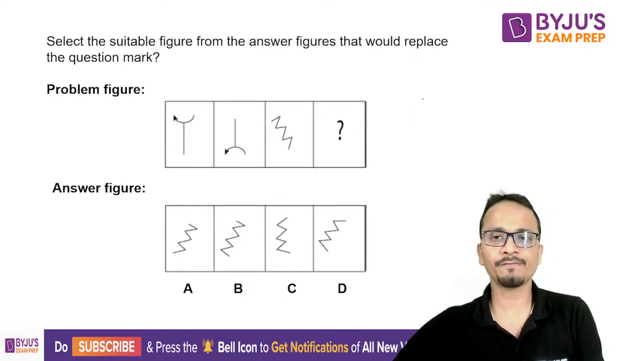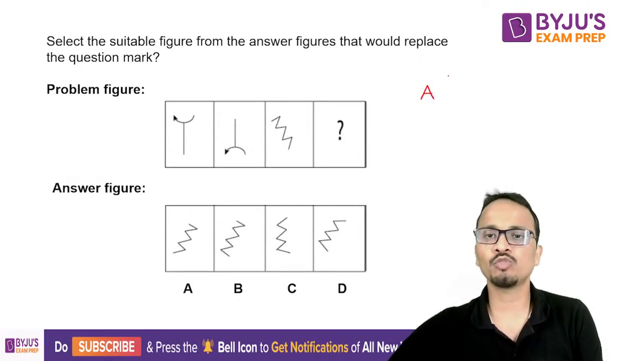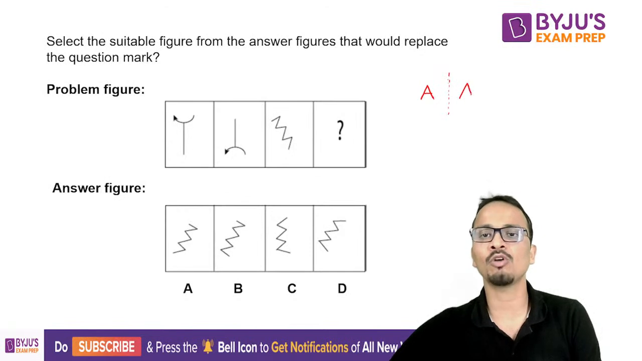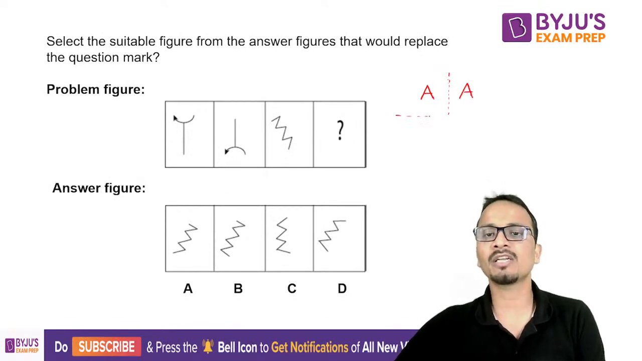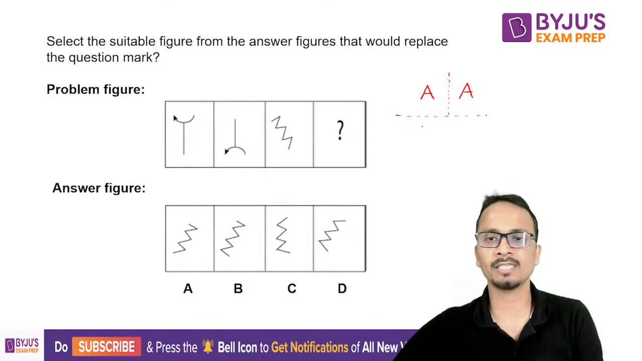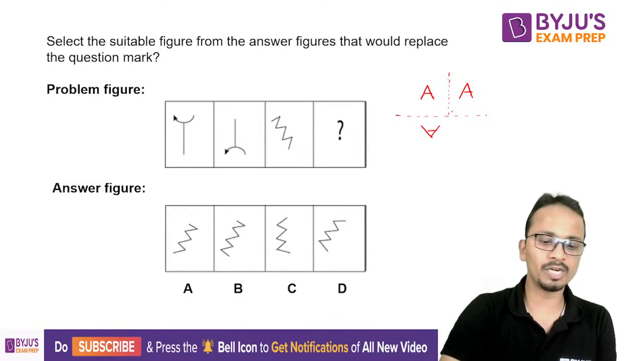Let's say I consider this figure A. Then the mirror image will be the reflection along the vertical axis. So A, if we reflect it along the vertical axis, will remain the same. But the water image is the reflection along the horizontal axis, and this will become like this. Okay, it will completely invert.